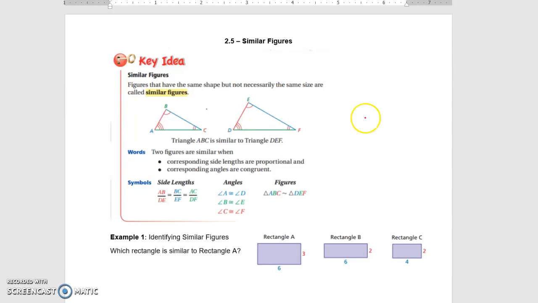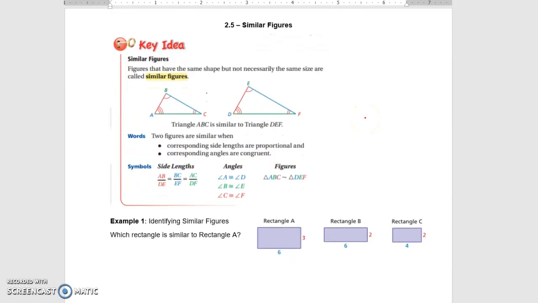Hey guys, so today we're going to be talking about similar figures. If you see from the very first sentence that they give you a similar figure, they have the same shape, but not necessarily the same size. So one might be bigger than the other. You can also see from this example they give you right underneath, the angle measures are also the same.